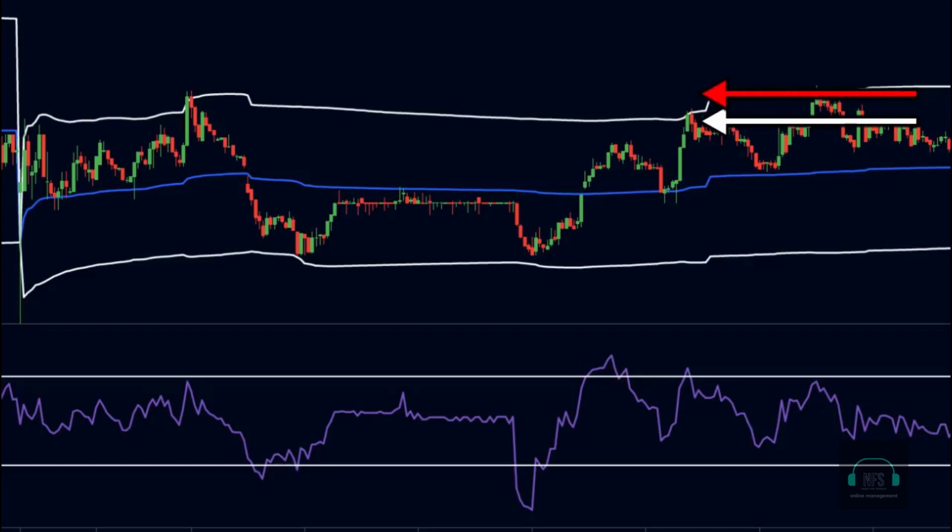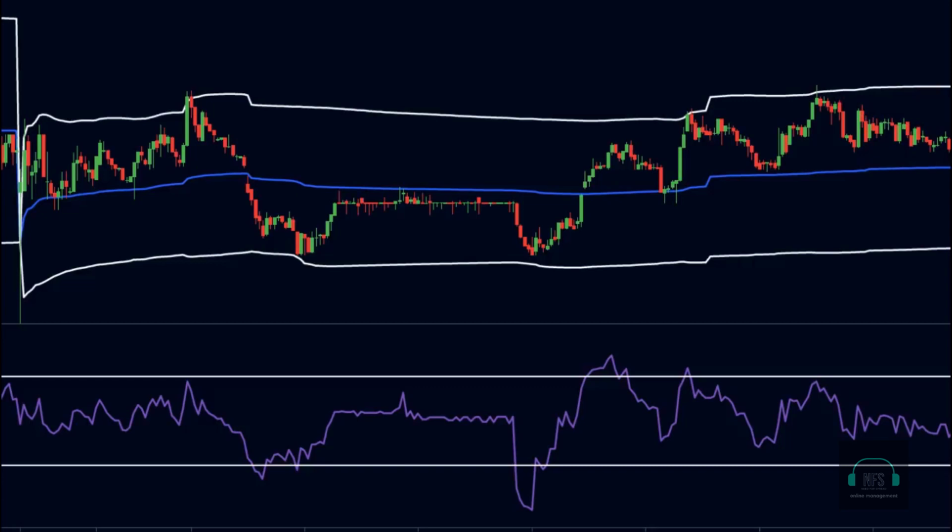We keep our stop loss above the upper band and we place our targets at the VWAP. And as you can see, we made profits on this trade as well. So this is how you trade the VWAP in a sideways market.